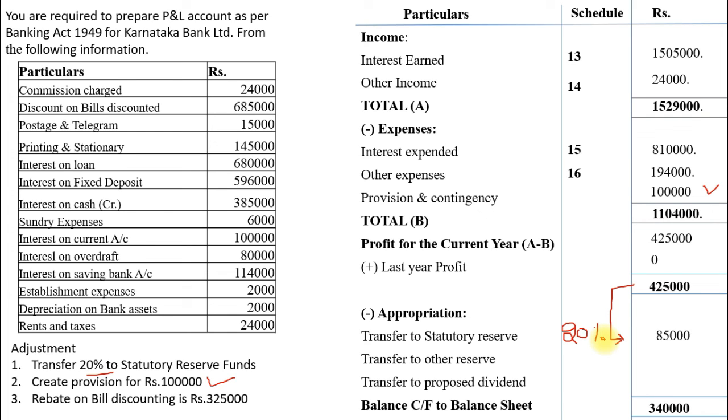Okay, we first did the four schedules consisting of interest earned, other income, interest expended, and other expenses. Once you get those four schedules, just post whatever is remaining, the provisions, the last year profit, the transfers which are given to us. Okay, so this is how you have to solve the problem sum based on preparation of P&L account as per the banking act, final accounts of banking company. Okay. I hope everyone has understood. Very simple format. Just remember the format and substitute the values.